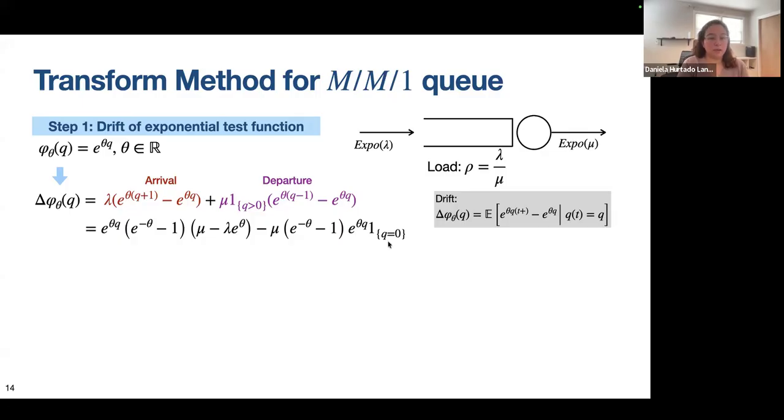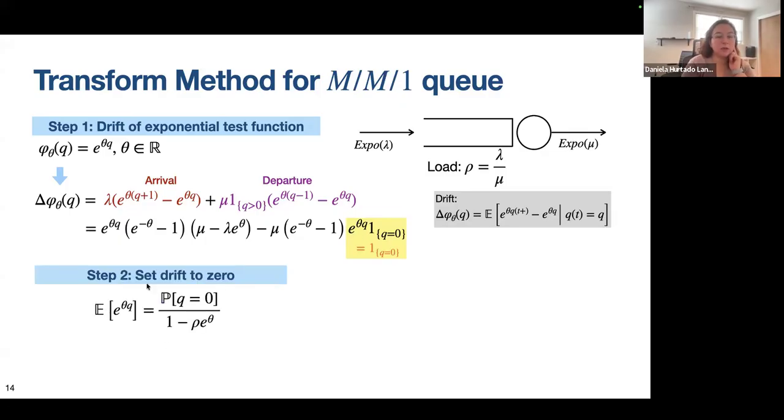However, if we look at it a little bit closer, it's not too bad. When the queue is empty, the indicator is 1, and this object is e to the 0, which is 1. And when the queue is positive, the indicator is 0, so whatever this number is, it gets multiplied by 0 and we kill it. In other words, we can replace this product by only the indicator of q being 0. And with that, we solved our problem, so we can take the expectation. Expectation of an indicator is the probability.